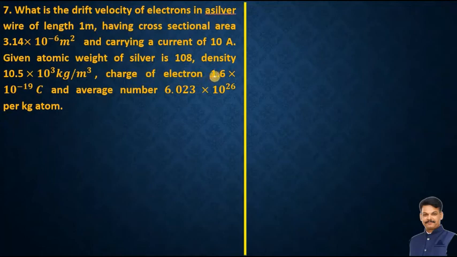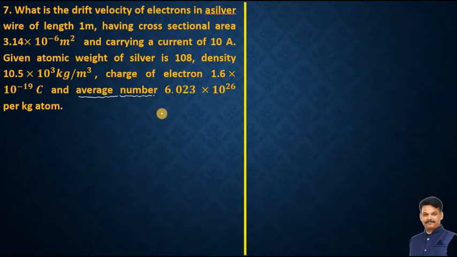The charge of the electron, of course we know, is 1.6 into 10 raised to minus 19 coulomb, and the average number of electrons per kg of atom is 6.023 into 10 raised to 26. Actually, this number is taken from the Avogadro number. Recall what the Avogadro number is: it is 6.023 into 10 raised to 23 per gram of substance.